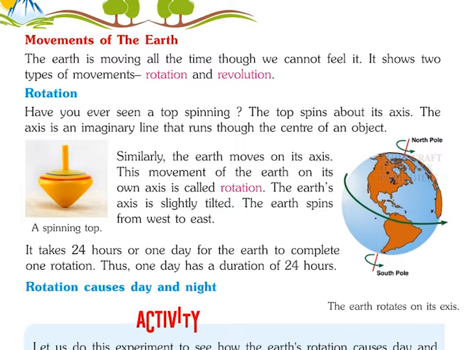The Earth's axis is slightly tilted. The Earth spins from west to east. It takes 24 hours or 1 day for the Earth to complete one rotation. Thus, 1 day has a duration of 24 hours.